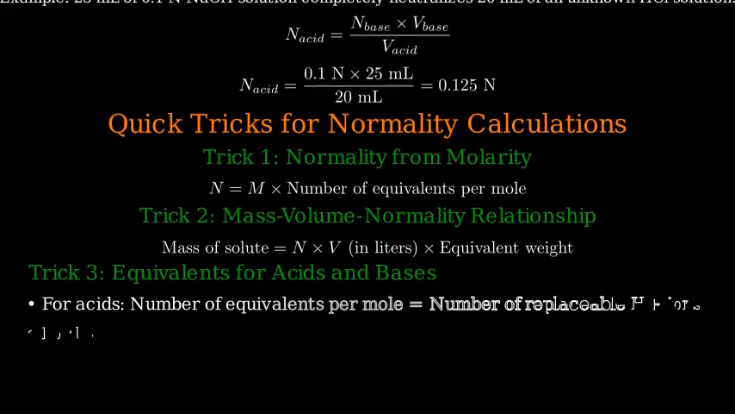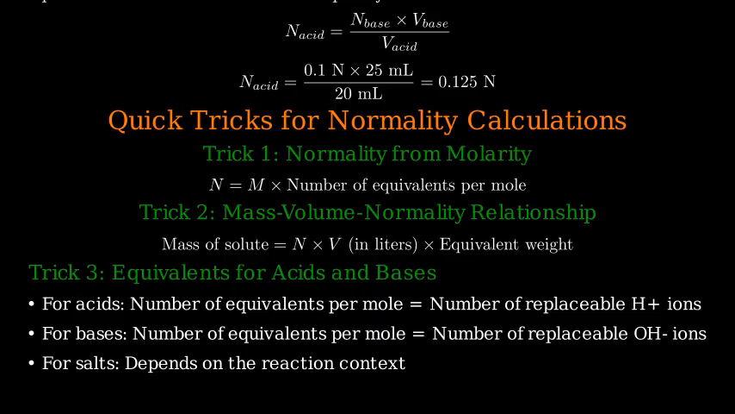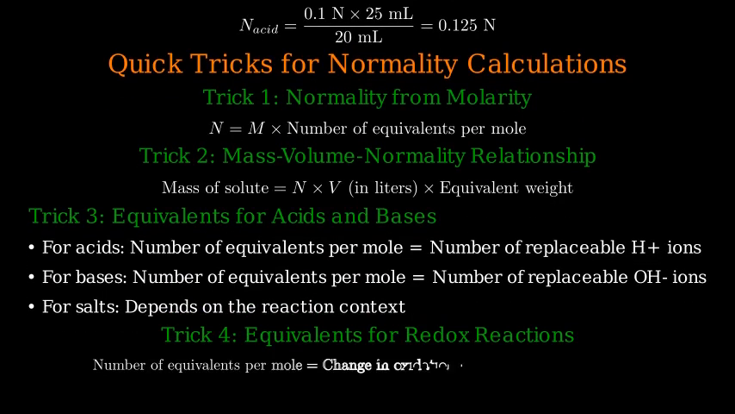Trick 3. For acids and bases, remember, for acids, number of equivalents per mole equals number of replaceable H+ ions. For bases, number of equivalents per mole equals number of replaceable OH ions. For salts of acids and bases, it depends on the reaction's context. Trick 4. In redox reactions, remember, number of equivalents per mole equals change in oxidation number times number of atoms changing. In conclusion, normality is a useful concentration unit in chemistry, especially for acid-base reactions and redox reactions.